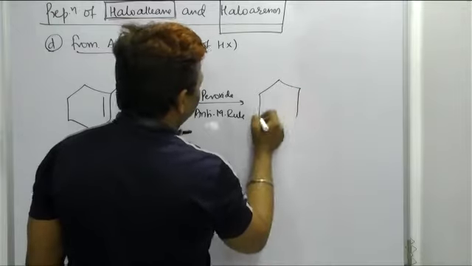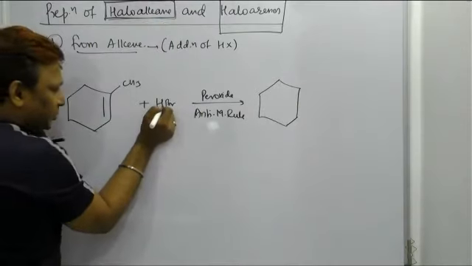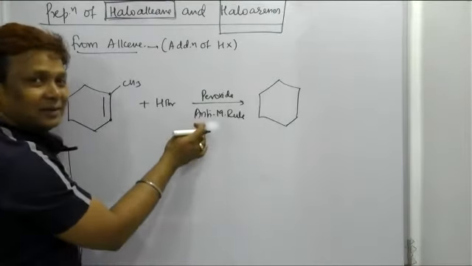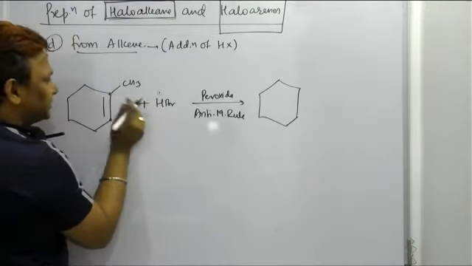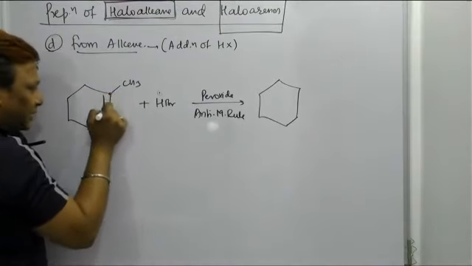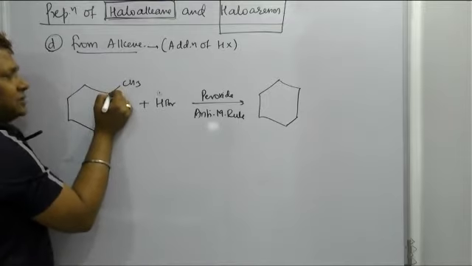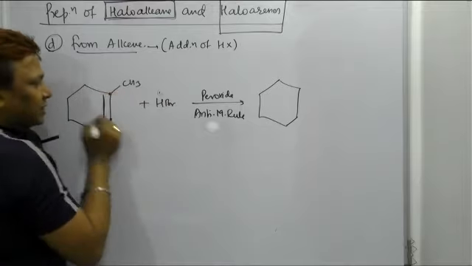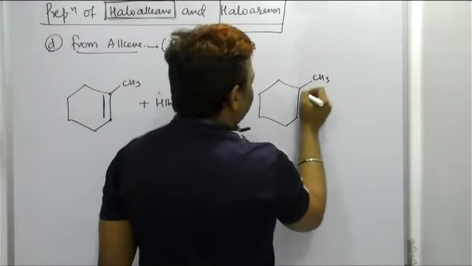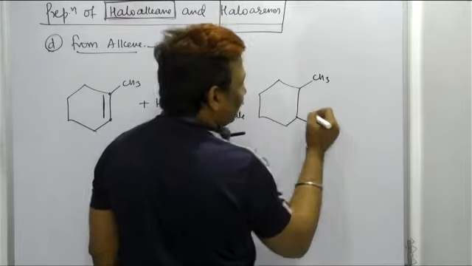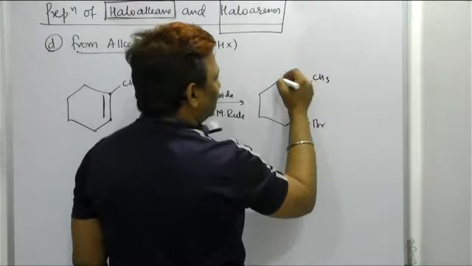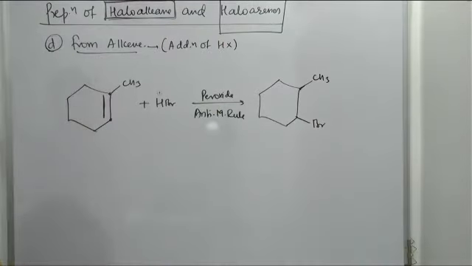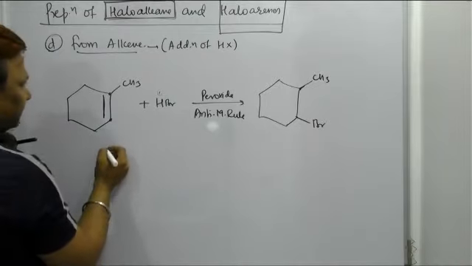The positive part will attach to that double bonded carbon which has fewer hydrogens. How many hydrogens are here? One. So H will attack here, so Br should attack here. I will get methyl; no need to bother because we know carbon valency is 4: 1, 2, 3 and 1 H, 1, 2, 3 and 1 more H. We got the product.